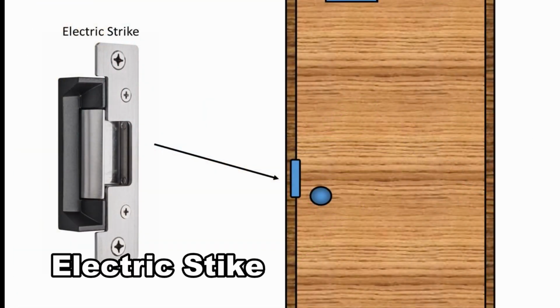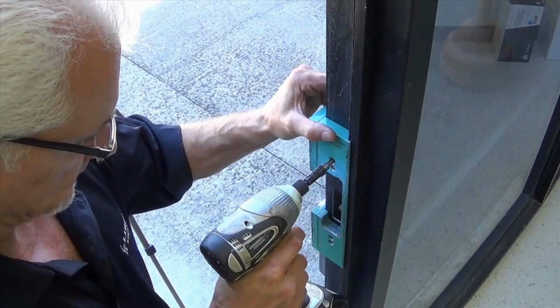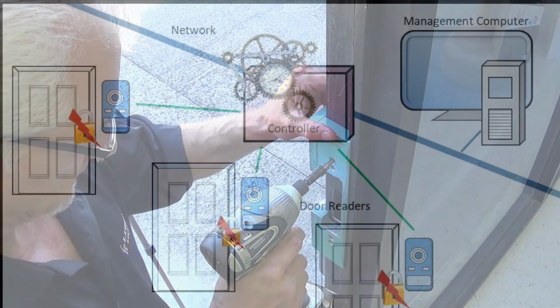The other type of electric lock is the electric strike. It is used to secure entry but does not prevent egress from an area like the magnetic lock. The strike replaces the strike plate in a standard door frame. Electric strikes may require installation assistance from a locksmith.